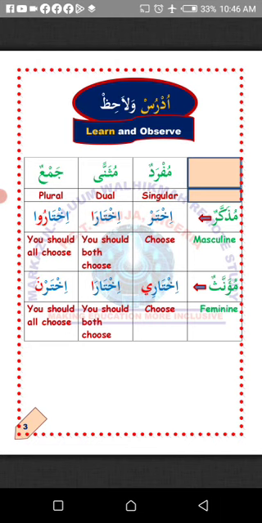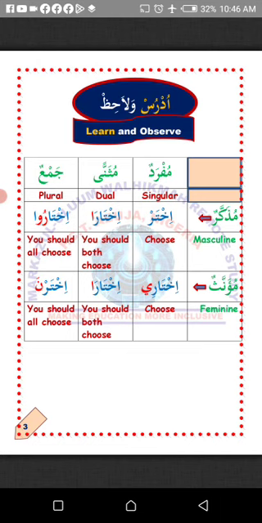So if there are two, all you need to do is to attach alifun to the last letter. Remember, once alifun is attached, the letter before it must take fataha, as we know that the alifun is the mother of fataha in Arabic. Now we can retain our lost alifun, so the verb ikhtar will now become ikhtaro. Ikhtaro, which means you should both choose, talking to two male persons.